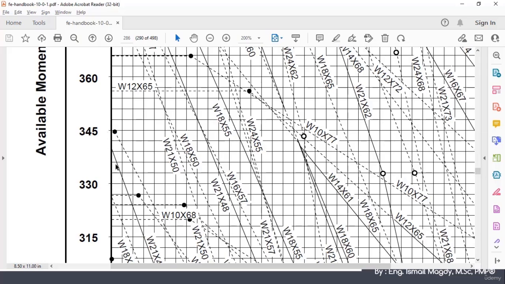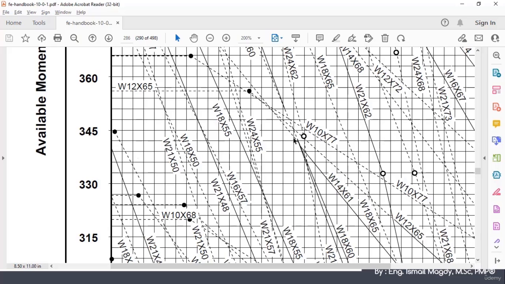So we have 1 spacing, 2 spacing, 3 spacing, and the small portion. The 3 spacings are 9, and the small portion is approximately 1. So the value you can get from here is 340 feet-kips, which is the value which we have already calculated using the equations.